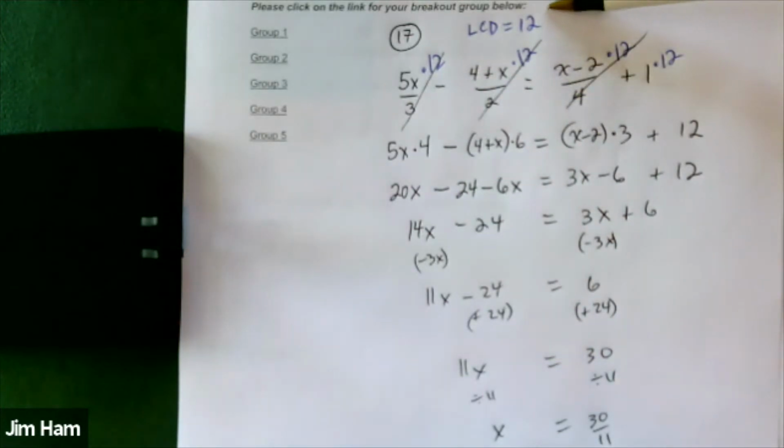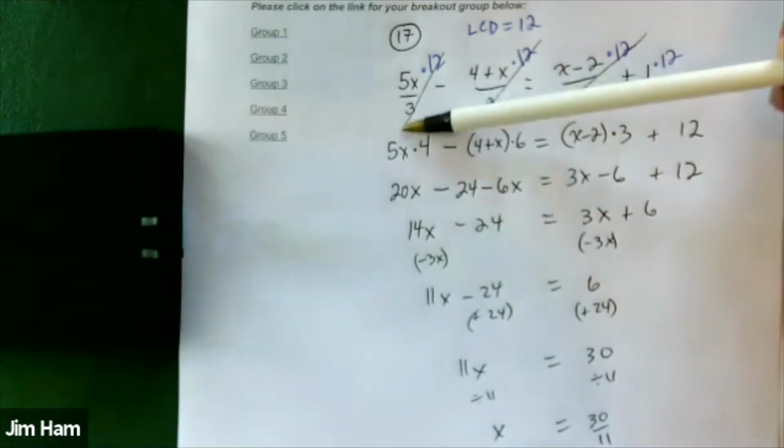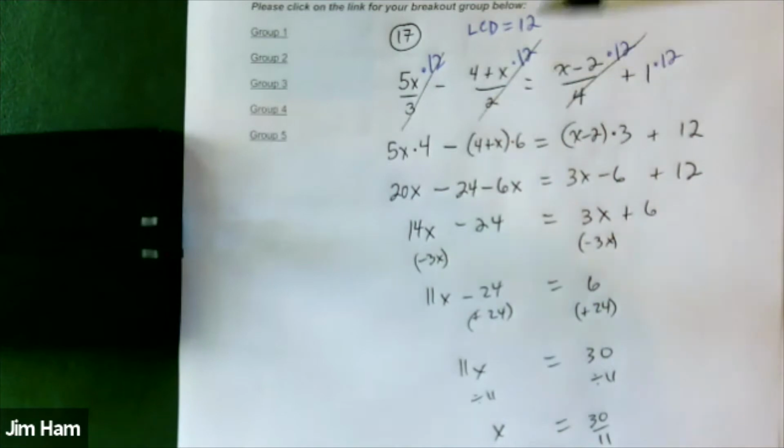Sometimes it's LCM, least common multiple. Depends on the context. But 12 will cancel 3, leaving 4, 12 will cancel 2, leaving 6, and 12 will cancel 4, leaving 3. The beauty of this is that after you cancel out those fractions, you're left with all kinds of integer values, and you don't have to work with fractions anymore until the very end.